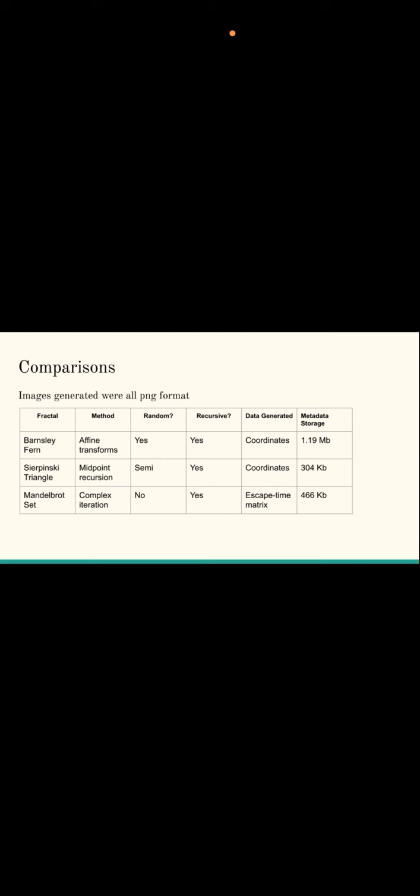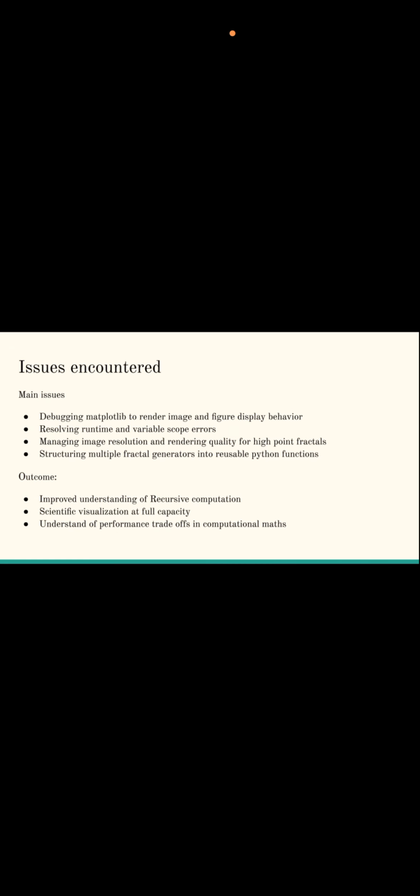This is also operating within the complex plane, so it's not operating the same way as the other two fractals necessarily. However, this is not random. This is recursive, however. The data generated for this was the escape time matrix. You saw that earlier. It's kind of the coordinate, but that was the data generated. And then for this, the metadata storage is 466 kilobytes.